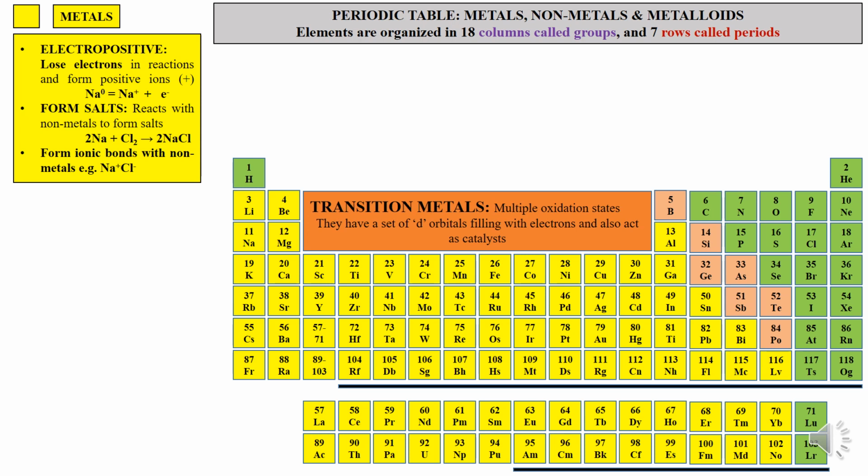Group 2 elements like magnesium lose 2 electrons in reactions to form positive ions with +2 charge. Group 3 elements like aluminium lose 3 electrons in reactions to form positive ions with +3 charge.